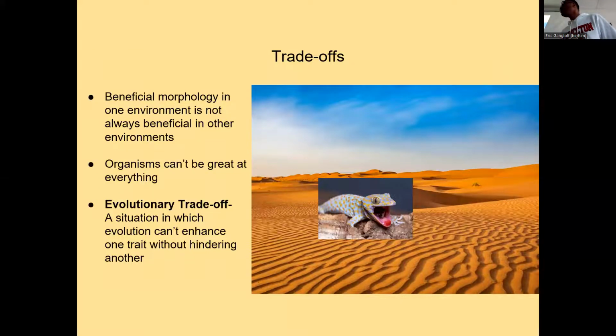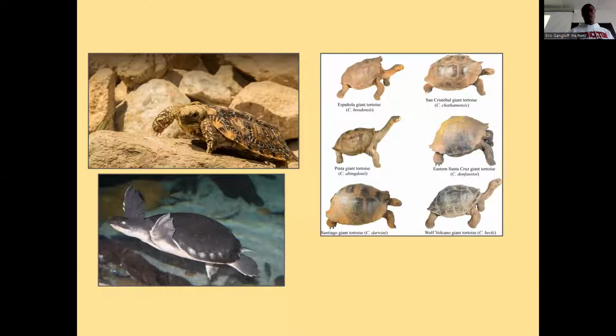Sorry? Which ones? The individual ones? So like this guy and this guy? Yes. So this is the pancake tortoise, and this is the fly river turtle.